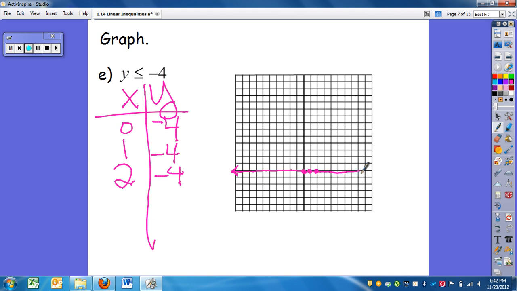Alright, so graphing my line, plotting my points. I made it solid because it is equal to, y is less than, so I'm going to go below the line.